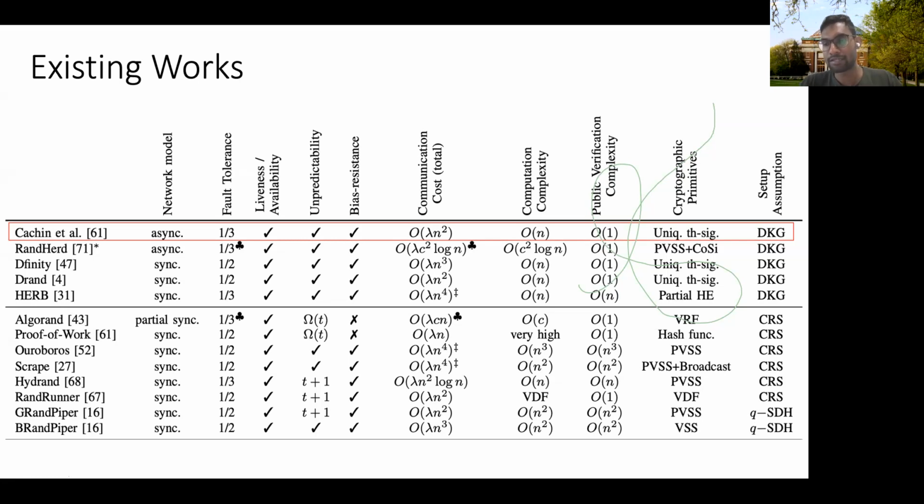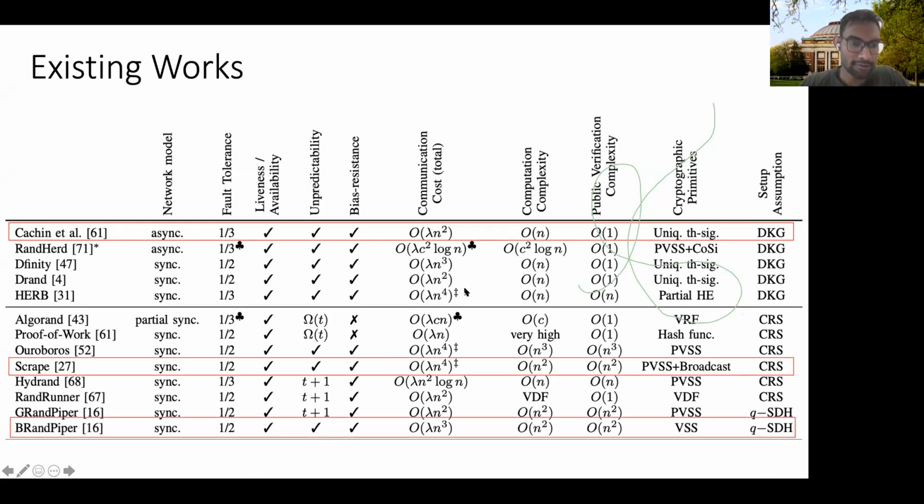But the advantage of this entire block is these things are reusable. Once you generate a CRS or a QSDH string, you don't have to change it even when new parties join. You can just use the same thing for the lifetime of the protocol, even though new parties join and leave the system. So yeah, this is the state of the art. And BRandPiper, GRandPiper are very new protocols, for example.